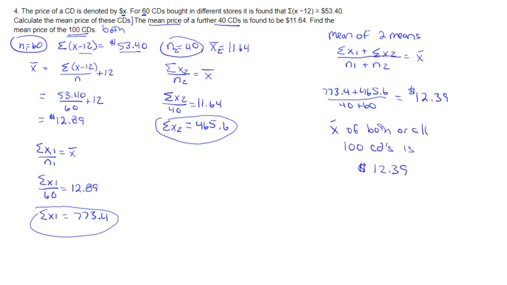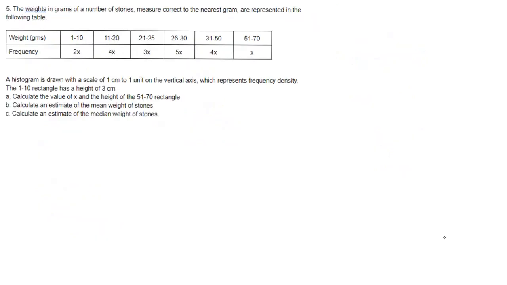Now let's take a look at the last one. In number 5, we've got the weights in grams of a bunch of stones, and they're rounded to the nearest gram. So we know that there's going to be gaps in the table because some rounding has taken place.